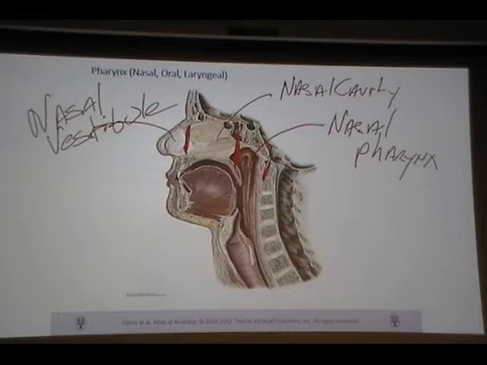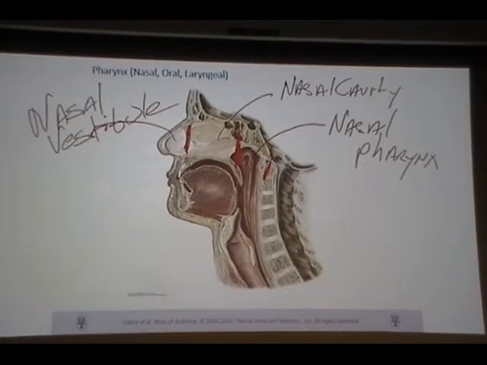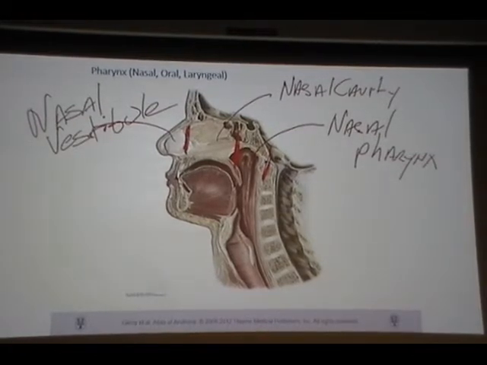What's in front of there? What region's behind it? What's the barrier between the external auditory meatus and the middle ear chamber? What's that called? How about a tympanic membrane? Okay, so on the inside of that, we refer to that area as what? That's the middle ear chamber.